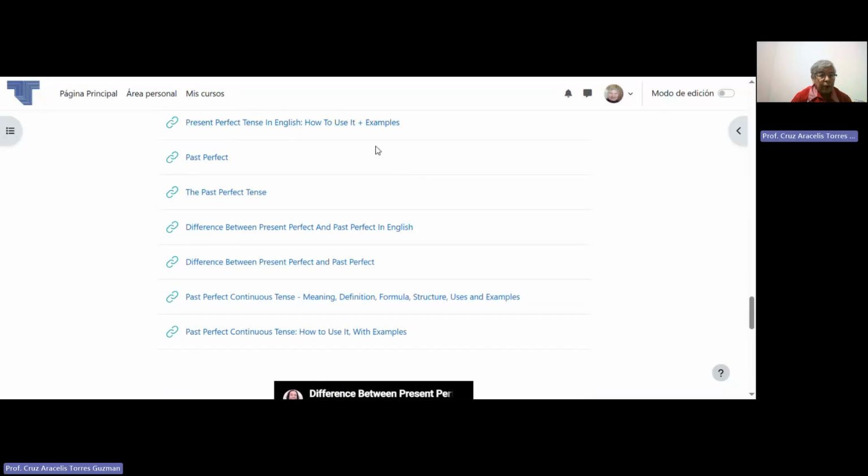Here are some readings about present perfect and some readings about the past perfect. So what is the past perfect? The past perfect is made from the verb had, the past tense of the verb have. Okay? The past tense of the verb have is had, and the past participle of the verb.